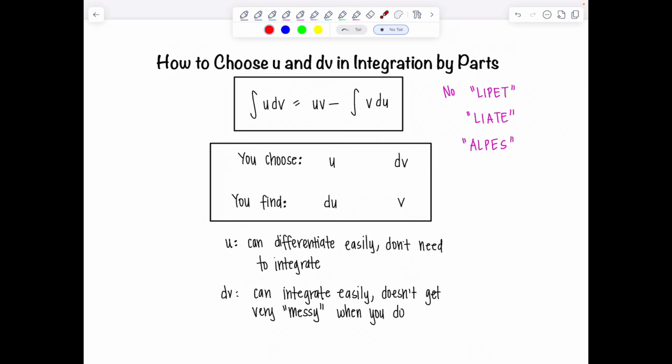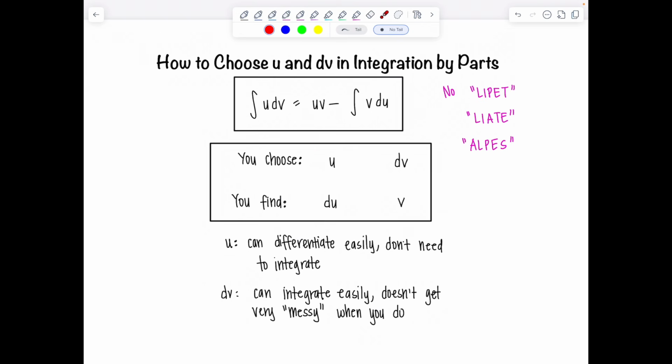When setting up integration by parts, you choose U and you're going to differentiate it. Whatever you choose as dV, you're going to integrate it. So instead of asking yourself, which acronym should I use? Ask yourself these two questions. What can I differentiate easily? And when I differentiate it, it becomes simpler usually. And that should be U.